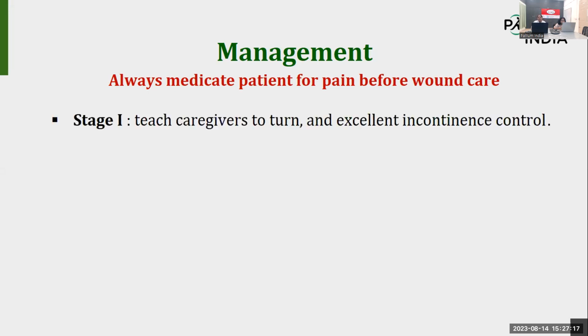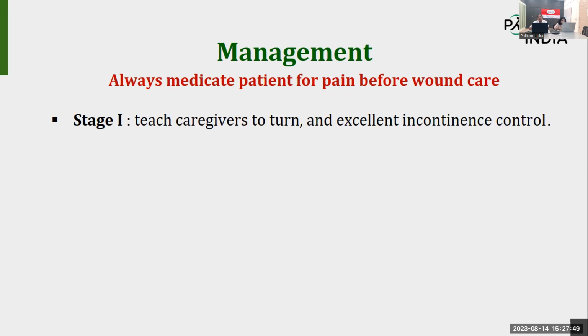Then if it is the first stage, teach the caregiver to turn the patient and provide excellent incontinence control. Why? Because in the palliative setting, if a patient is paraplegic, we will be assisting them only for a short duration. We will be teaching the caregivers how to take care of the wound. So we will teach the caregiver to change the position every 2 to 3 hours. That is very important.